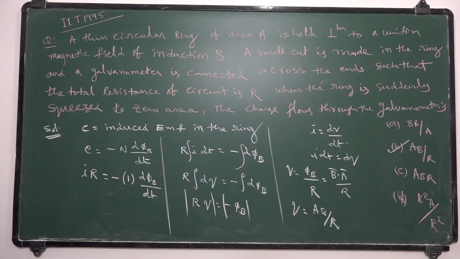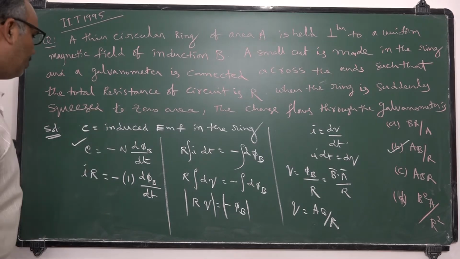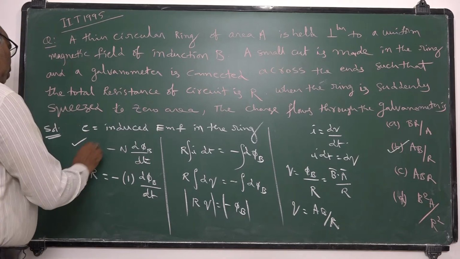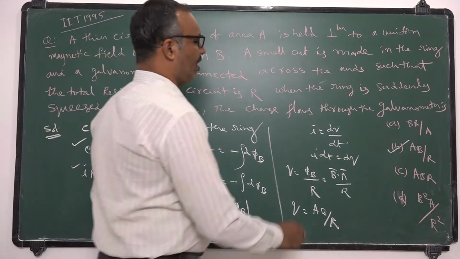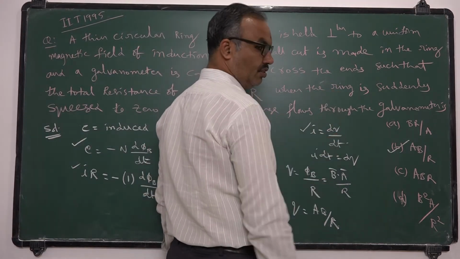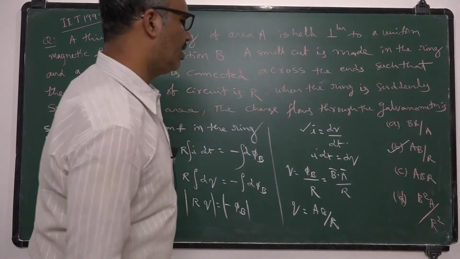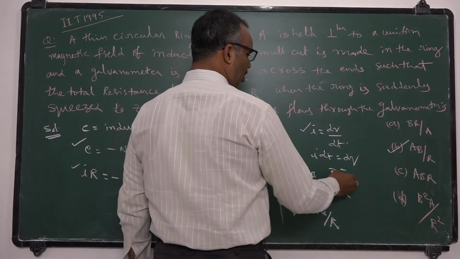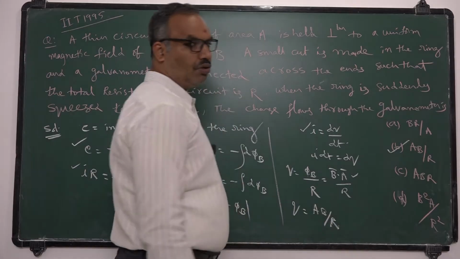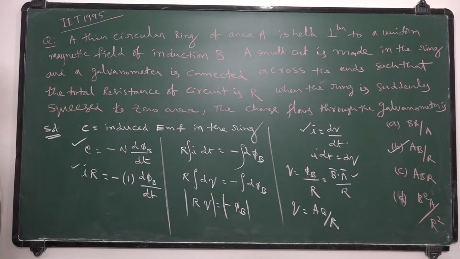In order to solve this problem, you require the knowledge of induced EMF is equal to minus N into d phi by dt. Voltage is equal to current into resistance, the second concept we used. Current is defined as rate of flow of charge, I is equal to dq by dt, the third concept. Flux is given by B vector dot A vector, the fourth concept. By knowing 4 concepts, you are able to solve this question. I hope everybody followed this.